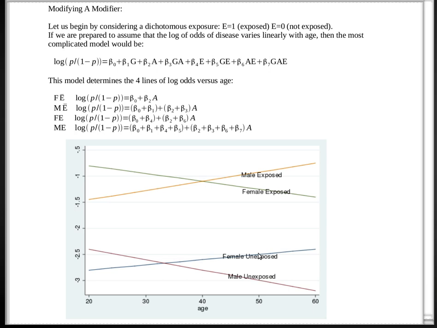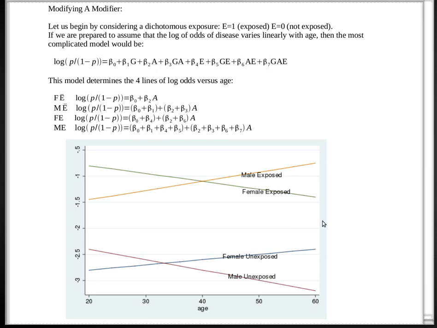What is that saying? That's saying that the log of the odds ratio decreases with age for the women. All right, now we've got two things going on here. We've got that for the men, the log of the odds ratio increases with age. Well, notice that that's saying that for the men, age is a modifier. And the form of the modification is that the log of the odds ratio increases with age.